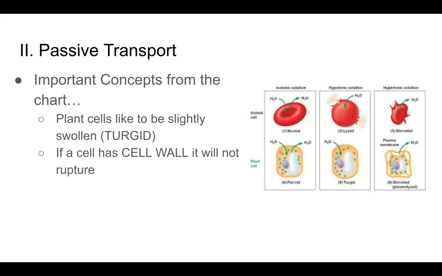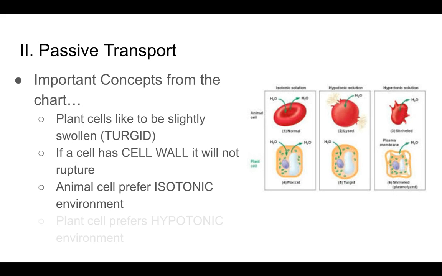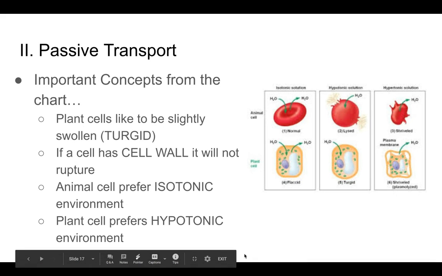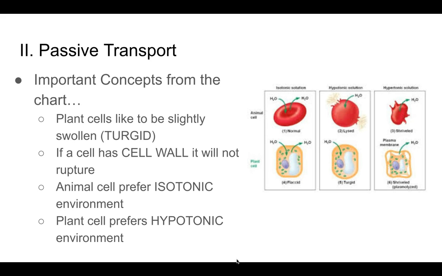If a cell has a cell wall, it won't rupture. And so we saw quite a difference in the end outcomes of plant cells as water moved. And last but not least, I want to make sure that you catch that an animal cell actually prefers an isotonic environment. So it is looking for an environment in which water is moving back and forth at equal rates. Last one. Plants prefer hypotonic. So we kind of talked about that with the first bullet, but there it is, nice and plain. There's a plant cell's preference.